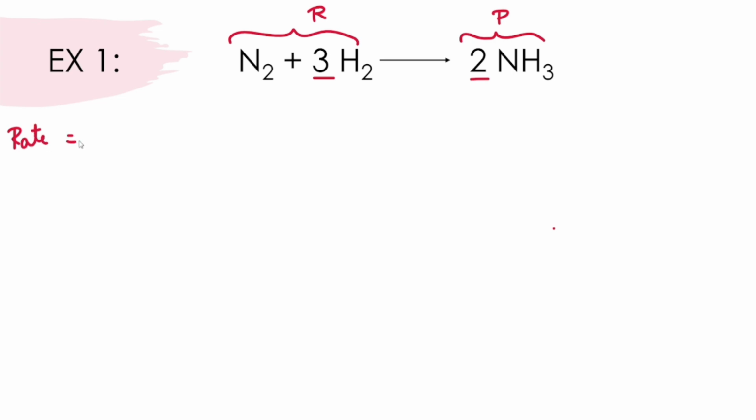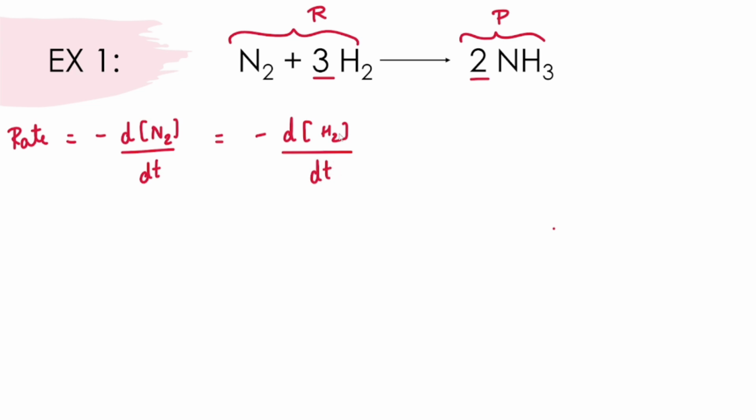Always remember, students, when you write the rate expression for the reactant side, it should be in a negative sign because the concentration of the reactant decreases while the concentration of the product increases. Okay, now let's write it. So first let's write the rate expression, then we will add the stoichiometric coefficient. Negative of d N2 by dt equal to negative of d H2 by dt.